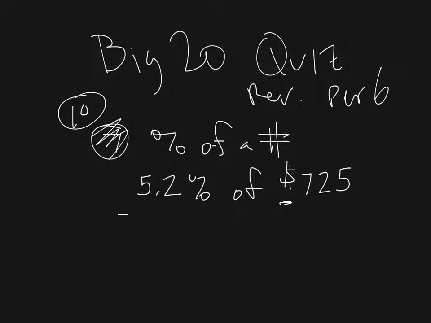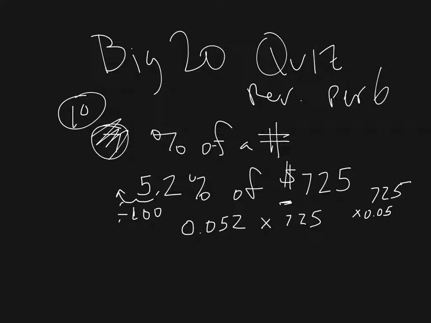To convert a percent to a decimal, you start by dividing by 100. To divide by 100, you move the decimal 2 places to the left. So this becomes 0.052, and you're going to multiply that decimal version times the number. So we're going to have 725 times 0.052.